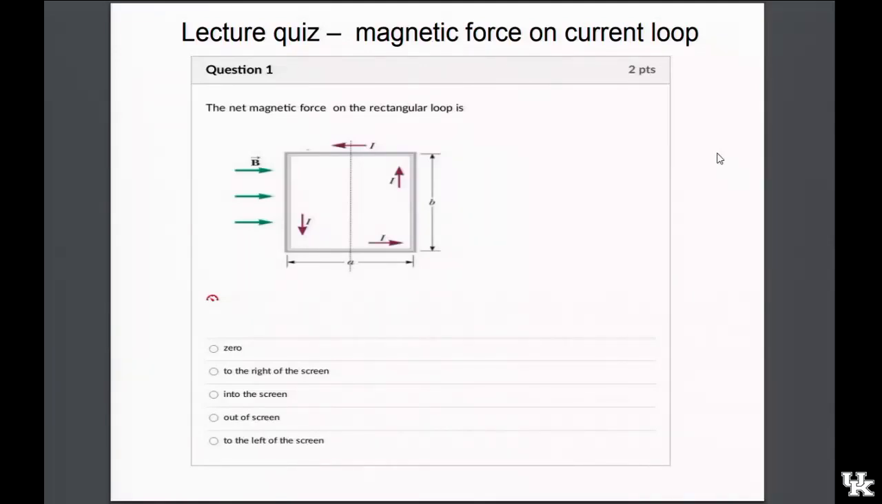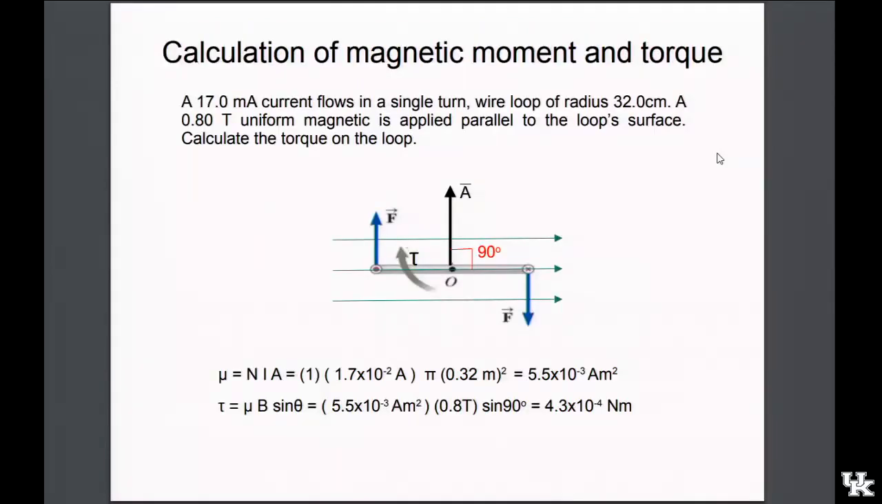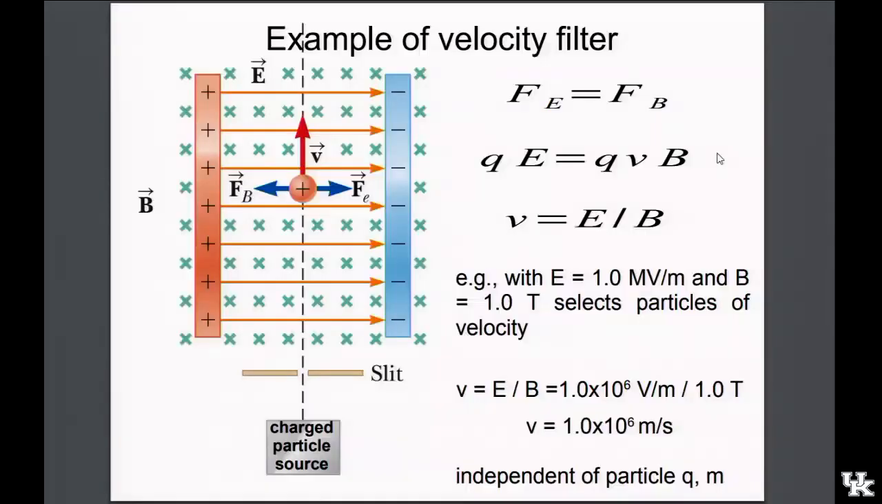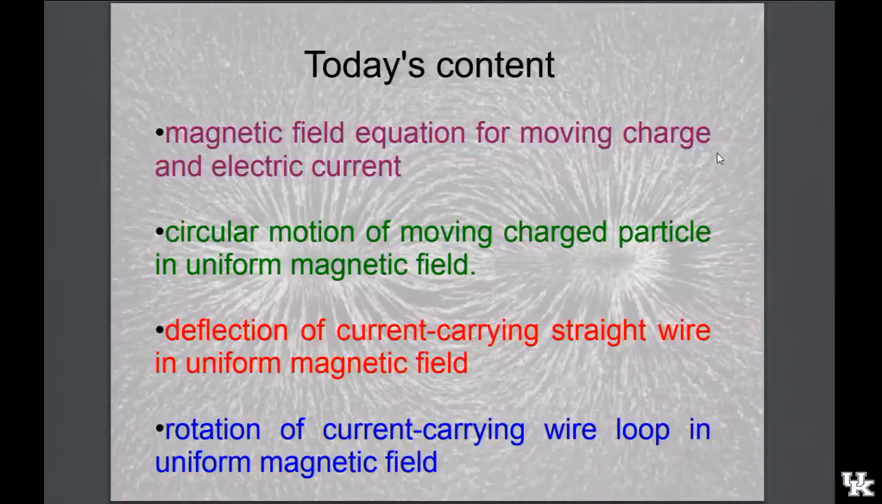I'm going to finish there. There's one more example that I'll post on our Canvas page. But basically today, we started with the field equation, and I pointed out there's two ways of writing the field equation, either in terms of current or in terms of a moving charge. But then we focused on three different examples of forces on moving charges or electrical currents in magnetic fields. So it's all about examples, classic examples of magnetic forces.